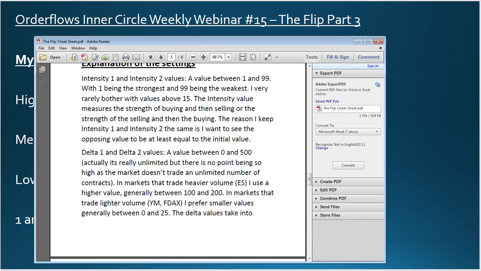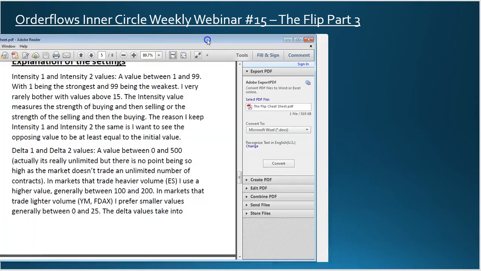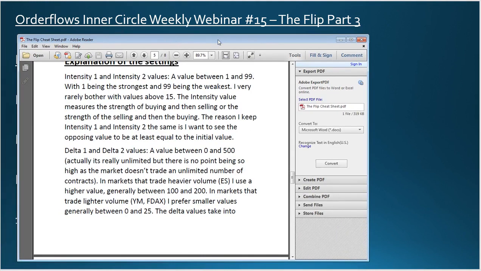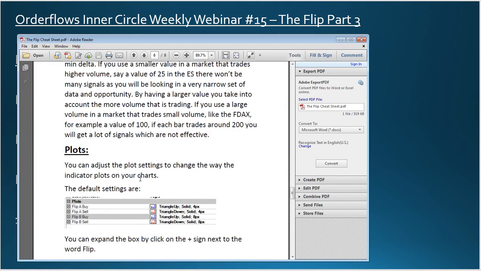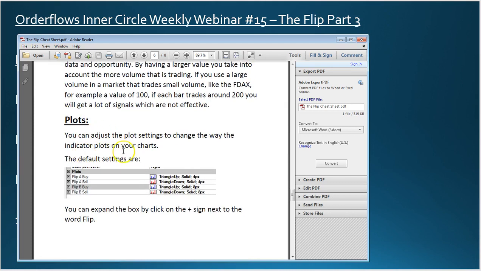If you set that setting to 100 on, say, the mini Dow, it would almost always qualify, because each bar trades maybe 200 contracts in general. Half the time it's trading 100 or less. If it's right around 100, it's going to give a signal, which is not really what you want. Now the plots, you can adjust the plots.